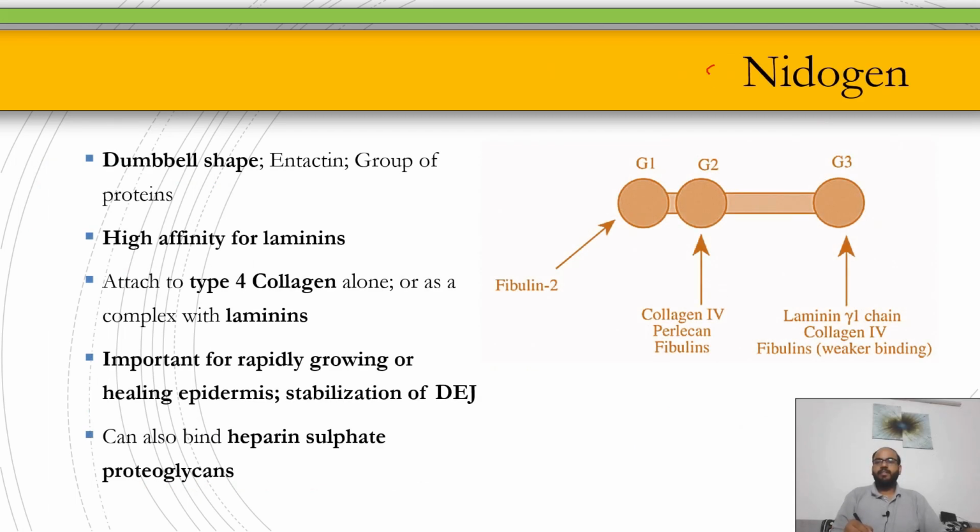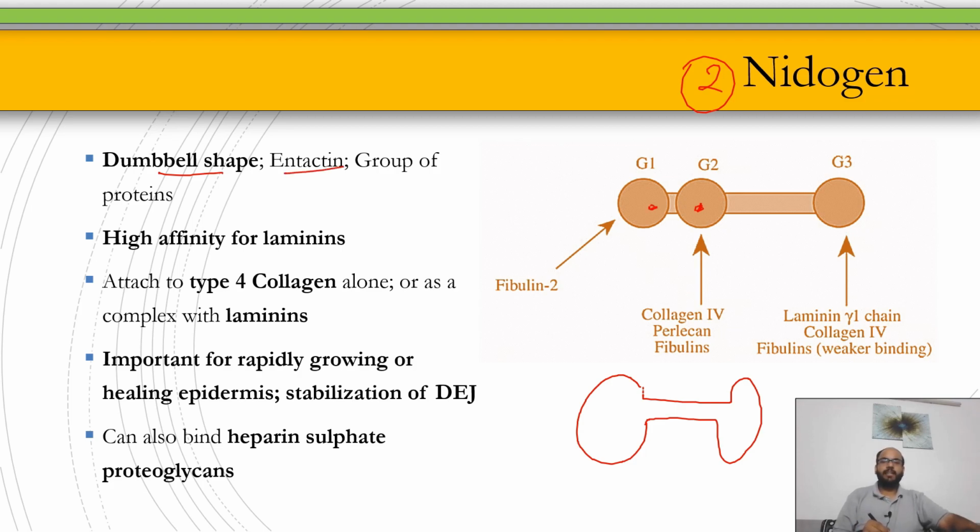The second protein that we'll discuss now is Nidogen. Nidogen is a dumbbell-shaped protein. You can see that this looks like a dumbbell, the one everybody is so fond of using in the gym. I think I should make a good dumbbell. So the structure is like this. One part is heavier, one is lighter because it shows two globular chains. The old name for Nidogen was entactin. This could be a good quiz question if anybody wants to put.